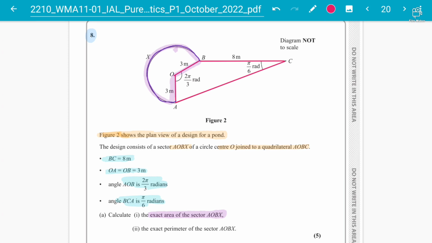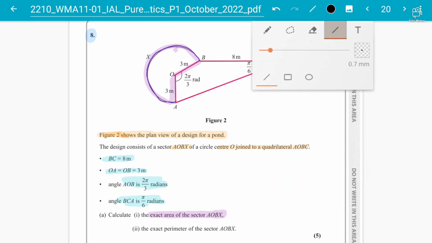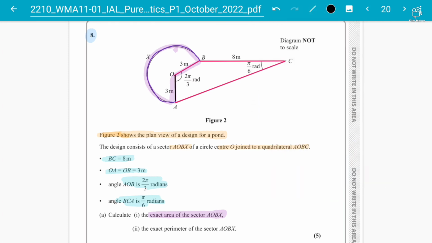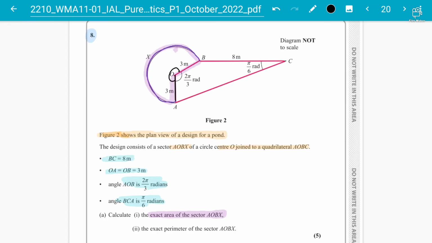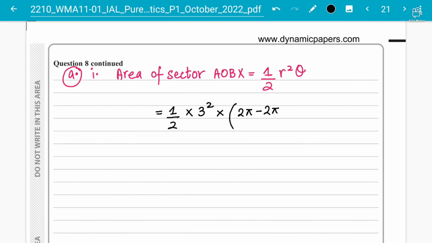So you already understand that the radius is going to be 3 meters. Very clear. And then you just have to find the angle. So how much is the angle? The total angle is 360, that is 2 pi. So in order to get the answer, it's going to be half into the radius squared, 3 squared, into the theta, that is 360 minus the minor sector angle, that's going to be 2 pi minus 2 pi over 3.